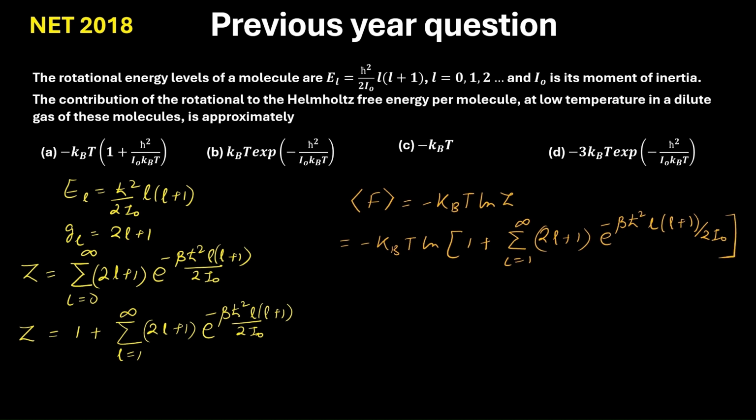Now we are asked in the limit, the low temperature limit. Now if I write X as e to the power minus beta h bar square L into L plus 1 by 2I naught. Now in the low temperature limit, beta will be very high, and here we have beta and it is negative.